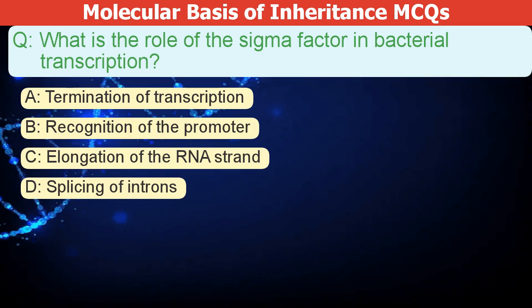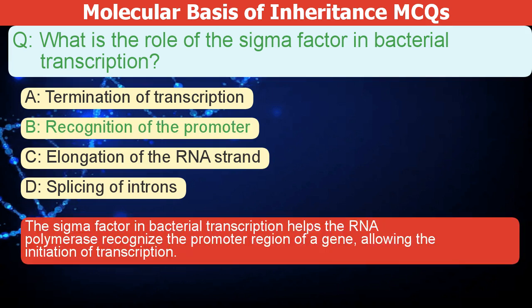What is the role of the sigma factor in bacterial transcription? A. Termination of transcription. B. Recognition of the promoter. C. Elongation of the RNA strand. D. Splicing of introns. The correct answer is B. The sigma factor in bacterial transcription helps the RNA polymerase recognize the promoter region of a gene, allowing the initiation of transcription.